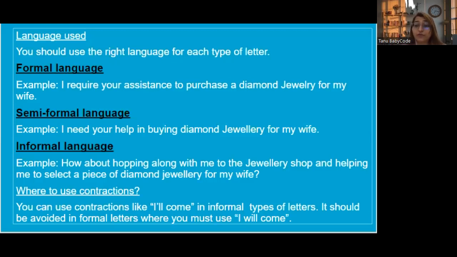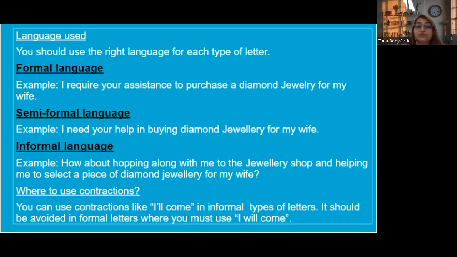Suppose you're writing a formal letter, your formal language would be: I require your assistance to purchase a diamond jewelry for my wife. But when it comes to semi-formal: I need your help in buying a diamond jewelry for my wife. And when it comes to informal: how about hopping along with me to the jewelry shop and helping me to select a piece of diamond jewelry for my wife? So this is how formal, semi-formal and informal language vary. You can use your variation of vocabulary and sentence structures to show that you are using formal or informal language.